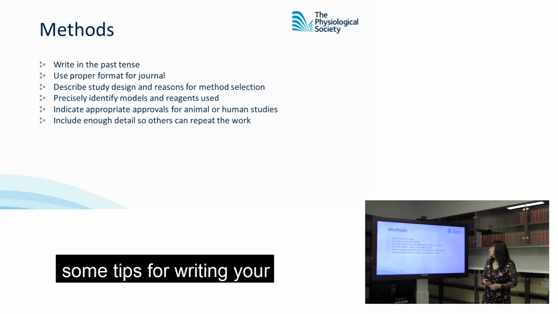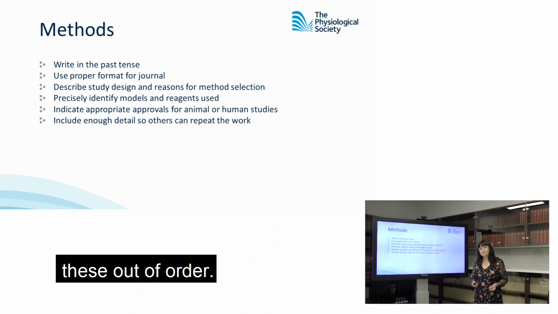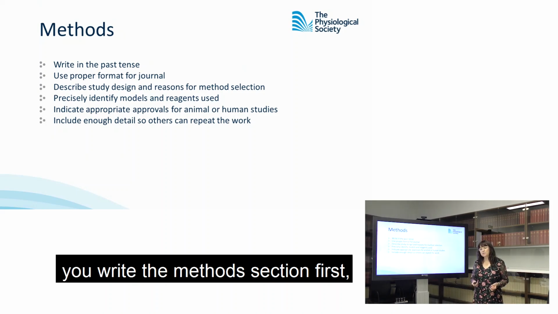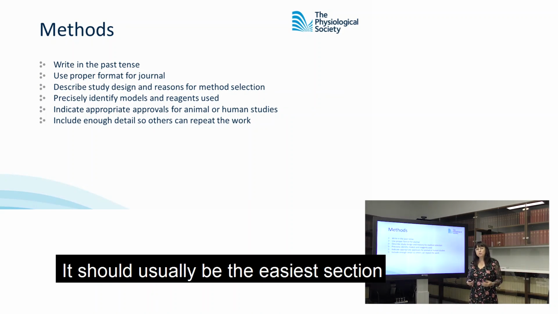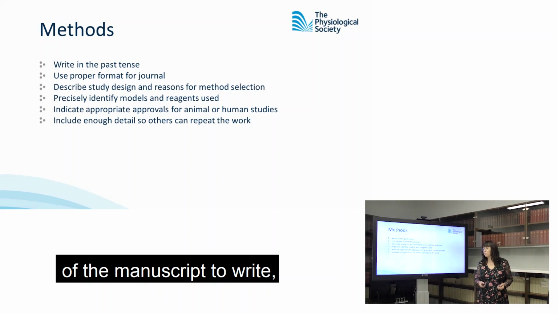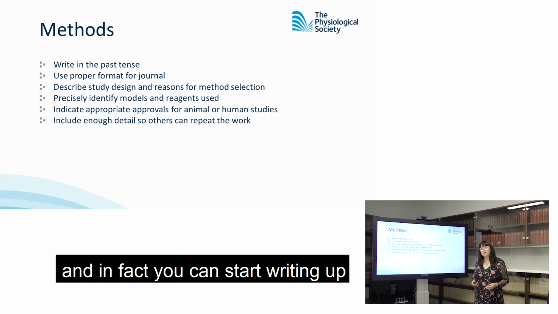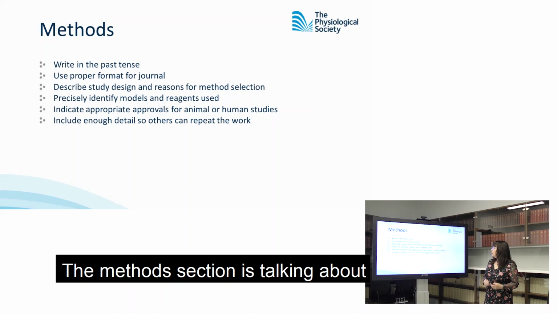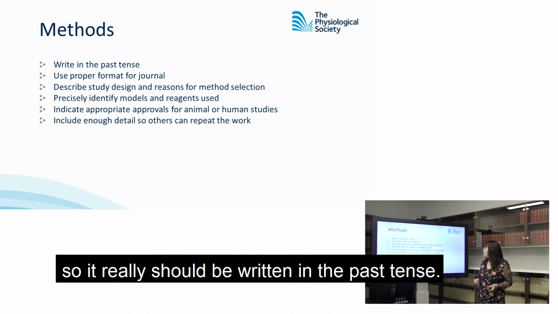So the methods, some tips for writing your methods section. And you'll note that I'm now taking these out of order. And this is actually a suggestion that you write the methods section first. Especially if you're new to writing manuscripts, it should usually be the easiest section of the manuscript to write, and certainly the material that you will be most familiar with. And in fact, you can start writing up the methods section even before you finish the experiments. So for the methods section, it's talking about experiments that have already been completed. So it really should be written in the past tense.